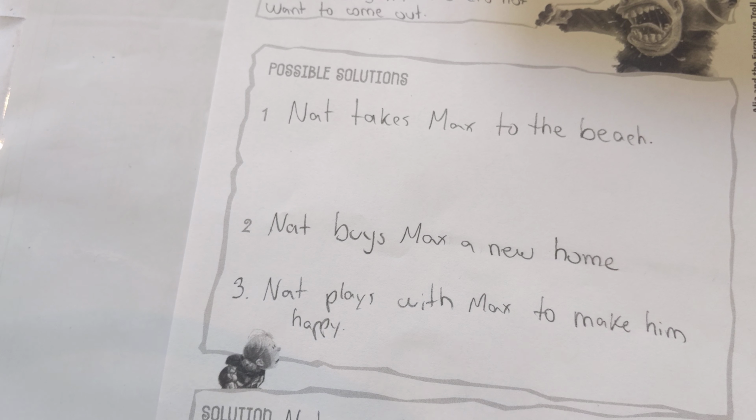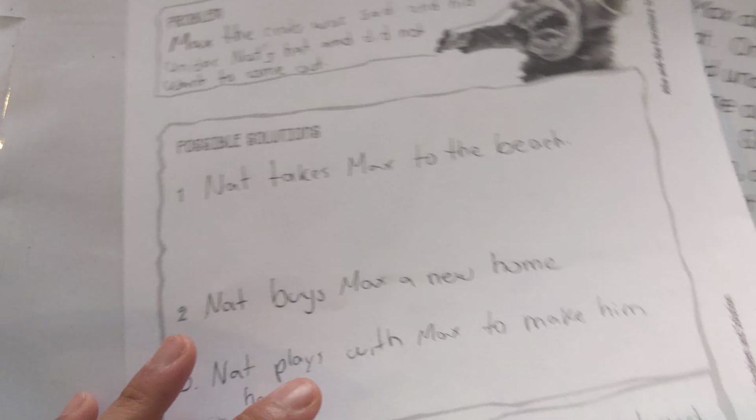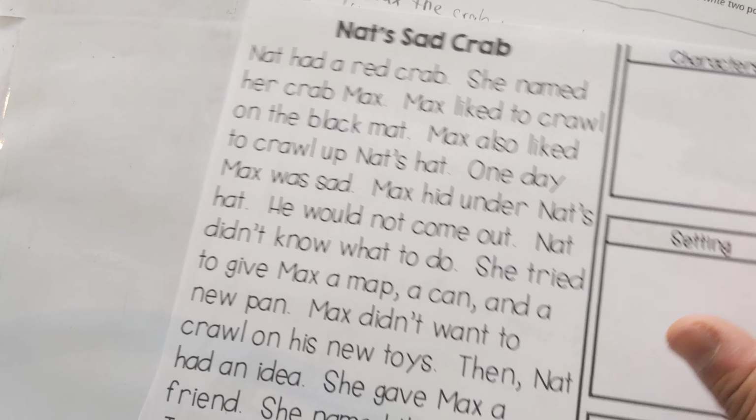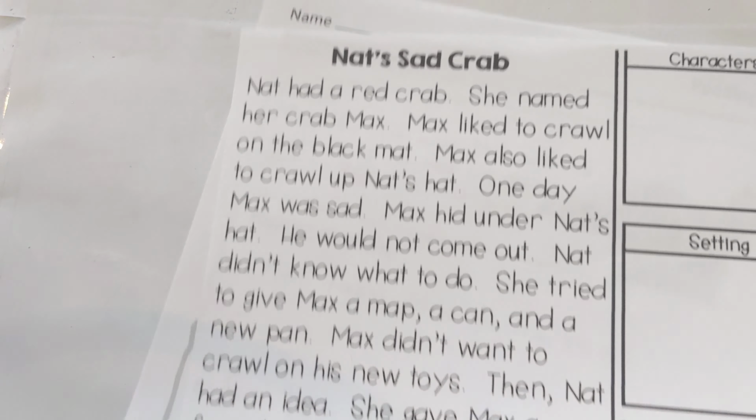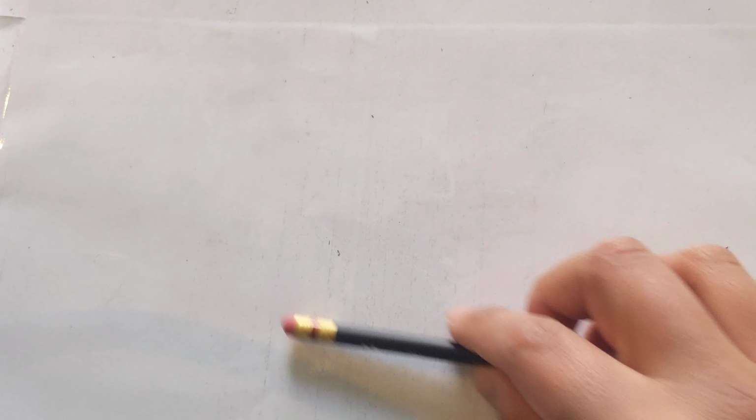Okay, so that's all you have to do. Come up with other solutions to the story. The only difference is that instead of doing it about Nat's sad crab, you're going to do it about the reading that we have in our Google Classroom. Okay, so if you have any questions, let me know, guys.